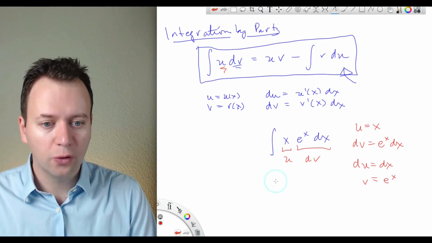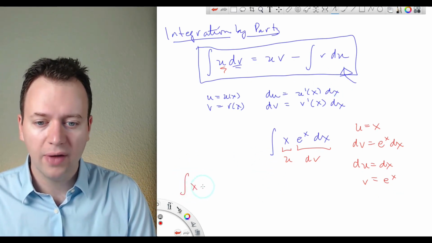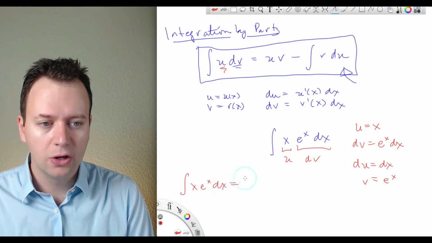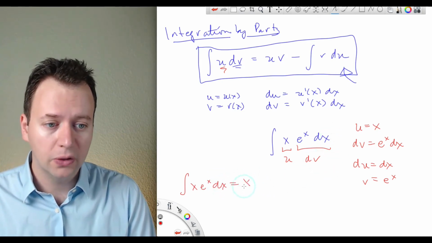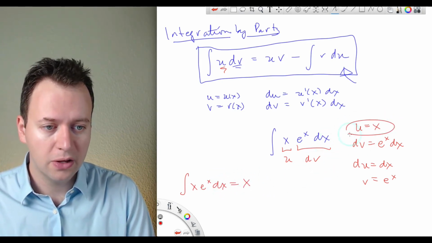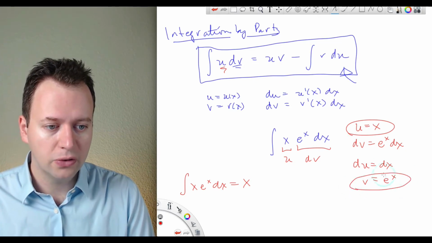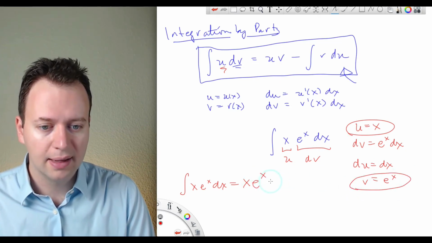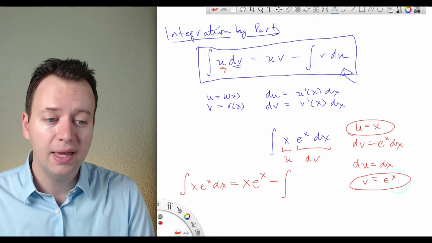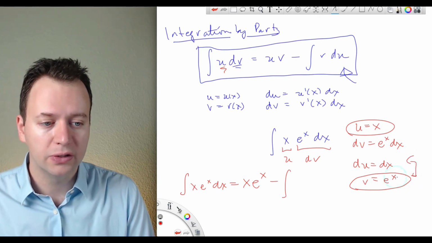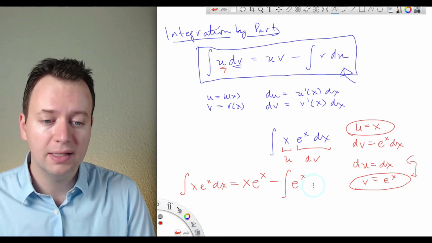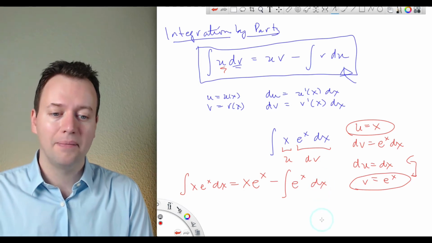So according to this formula, the integral of x e to the x dx should equal u times v. So x, that's my u, and then v is right here. So u times v, x e to the x, minus the integral of v times du. So those are these two. So minus the integral of e to the x dx, like that.